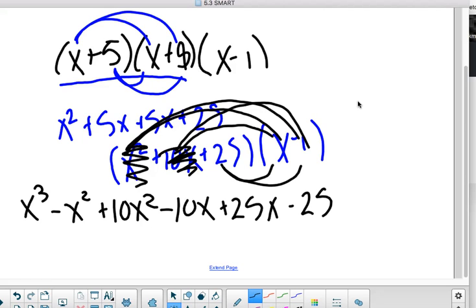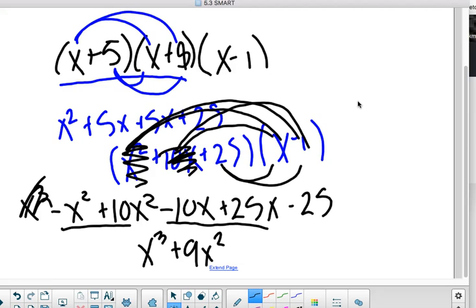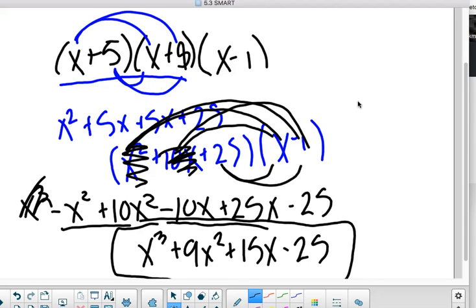That's the grunt work. The rest of it is just writing it in standard form. Standard form means highest exponent down to the constant. So what's our highest exponent? X cubed. And then what would go next? So when you take minus x squared plus 10x squared plus 9x squared. And now your x's, so it's negative 10 plus 25, 15. And then our constant. So that is the equation in standard form.